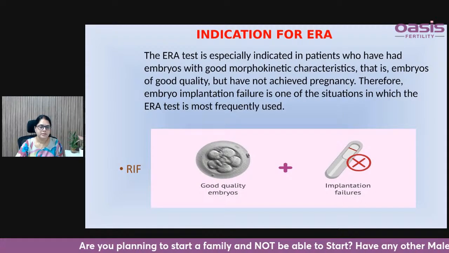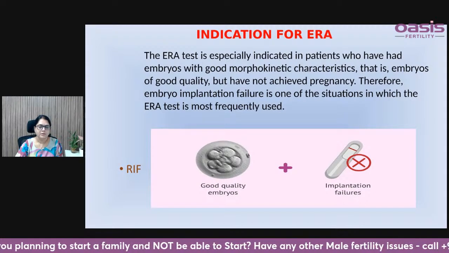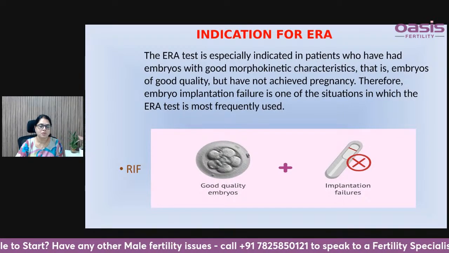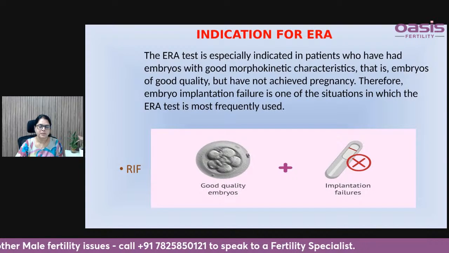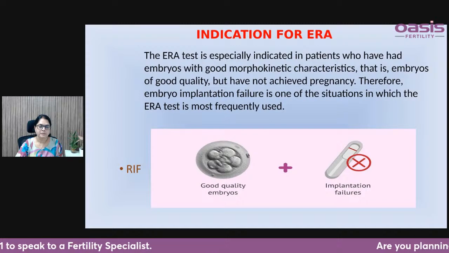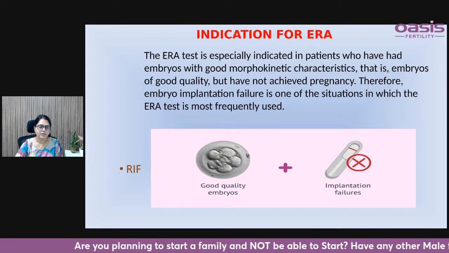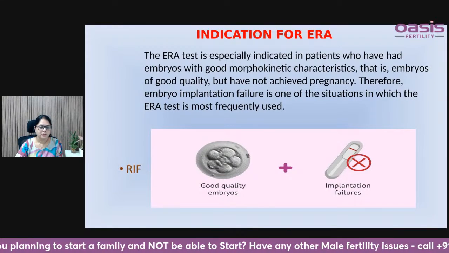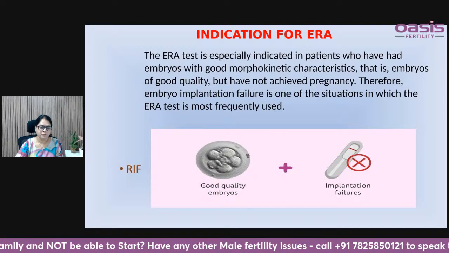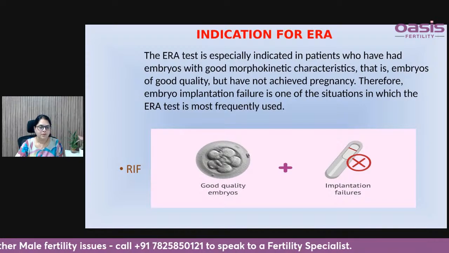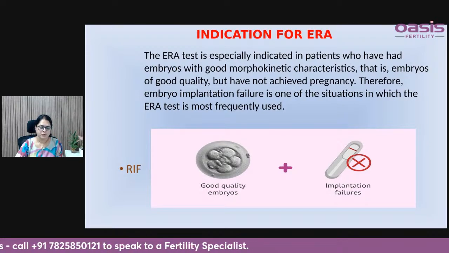So this ERA test is indicated especially in women who have had embryos with good morphokinetic characteristics, that is, embryos of good quality, but have not achieved pregnancy. Therefore, embryo implantation failure is one of the situations in which the ERA test is most frequently used, that is, in patients with repeated implantation failure, more than 3 IVF failures even after transferring good quality embryos.